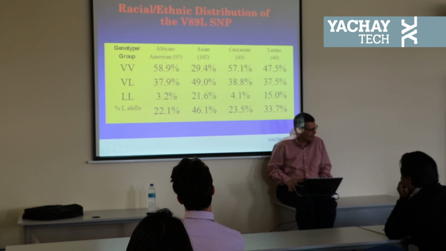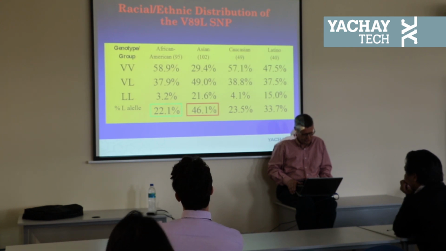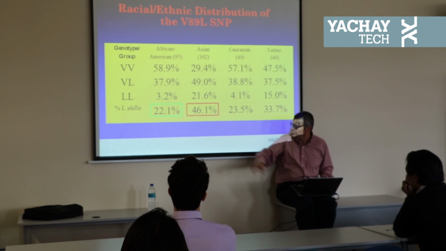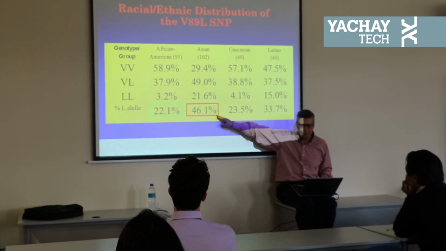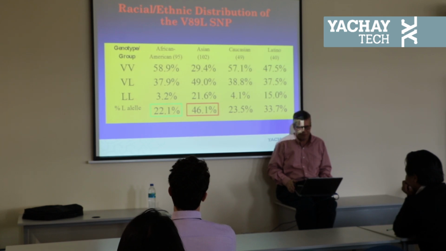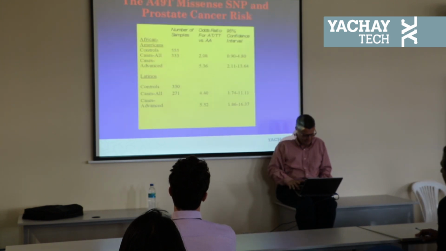And so in V89L, leucine is the variant allele. And if you look at the frequency of the leucine allele, it's at least 2 times more common in Asian men than in African American men. So one possible reason why Asian men are at reduced risk of prostate cancer is because about half of them have a variant that may reduce their risk. African Americans have reduced risk.